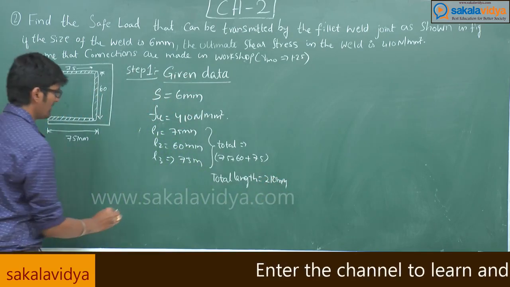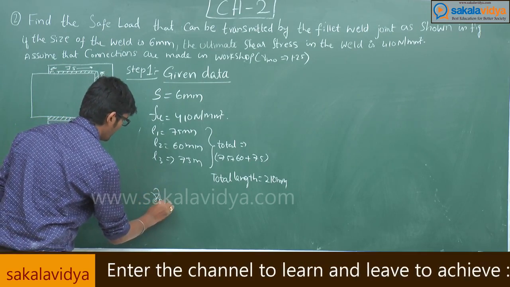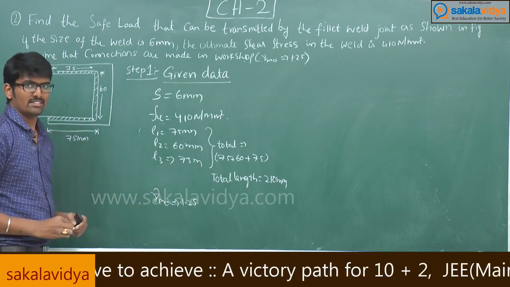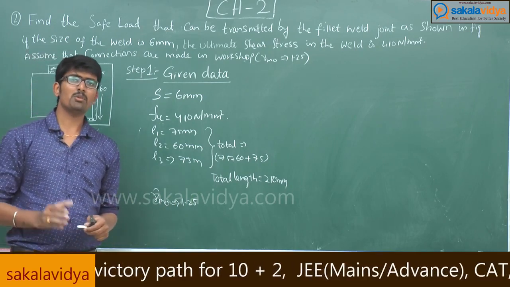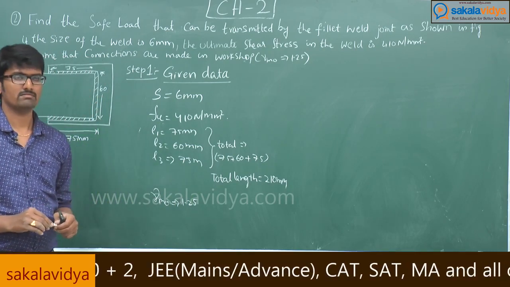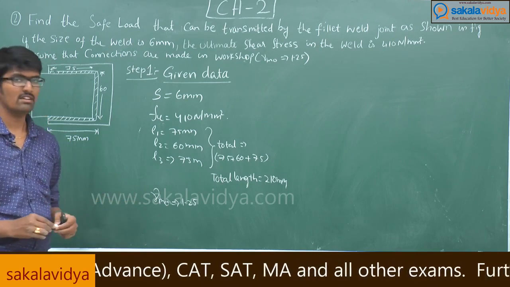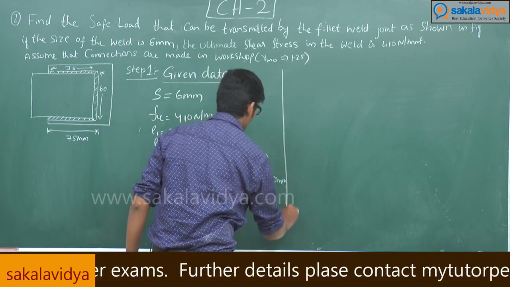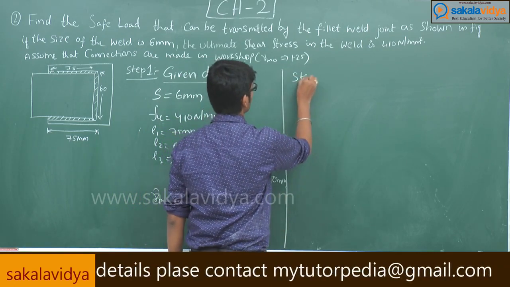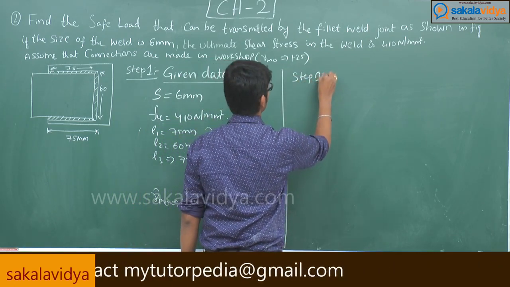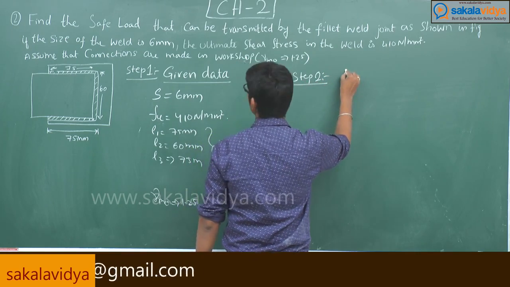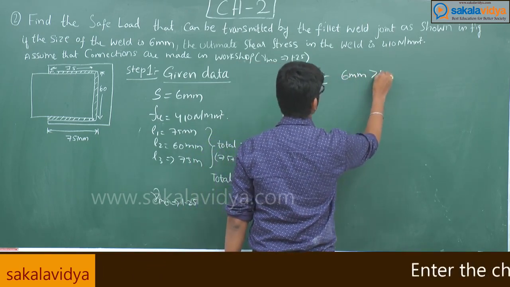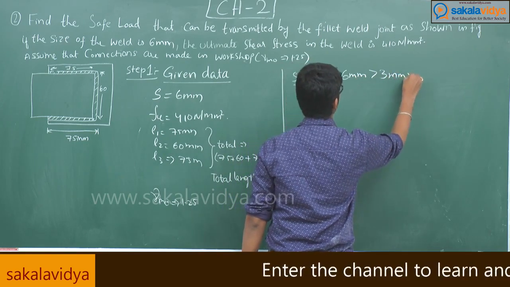Still what is given? Partial safety factor, that is gamma m0, that is 1.25. Why? Because the connections are assumed to be made in workshop. So that's why the partial safety factor is 1.25. The second step is, step 2, let us check the size of the weld, whether it is greater than or equal to 3 mm. So 6 mm is greater than 3 mm, hence it is valid.